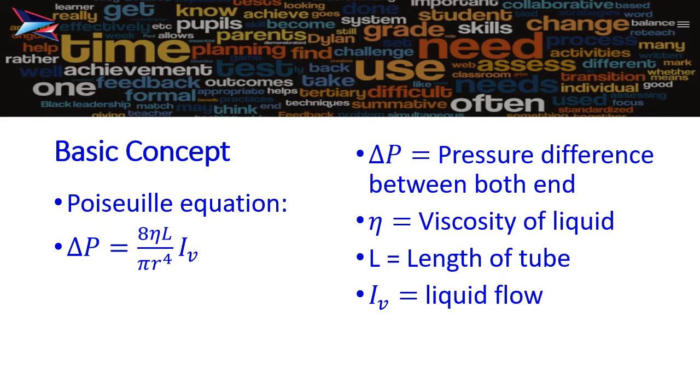For the basic concept, we're using the Poiseuille equation. Here we have the pressure difference between the 2 ends, as well as the current, how fast the liquid will flow through the tube. So eta here is the viscosity of the liquid, L is the length of the tube, and R is the radius of the tube. So we will have all of these parameters and we will define eta as the viscosity of the liquid we measure.